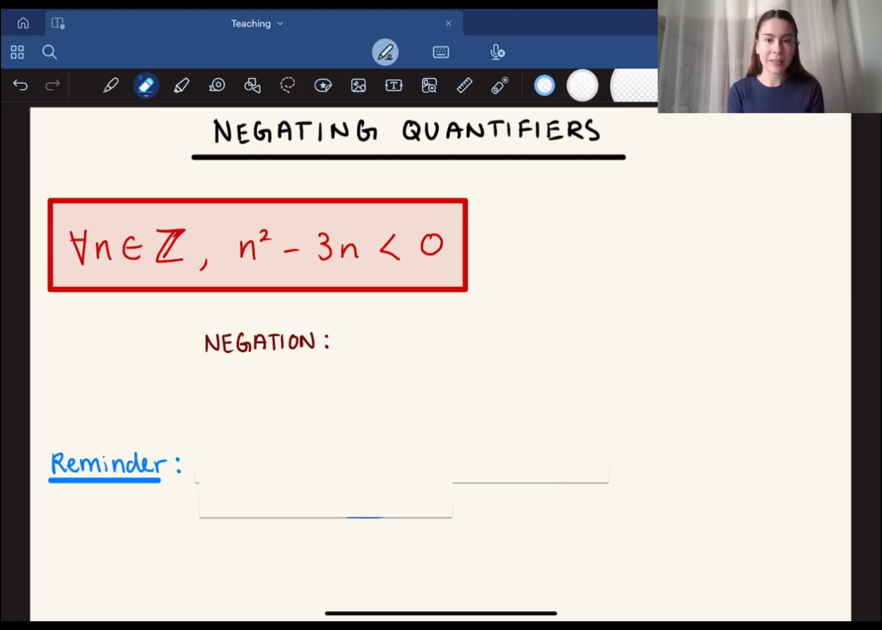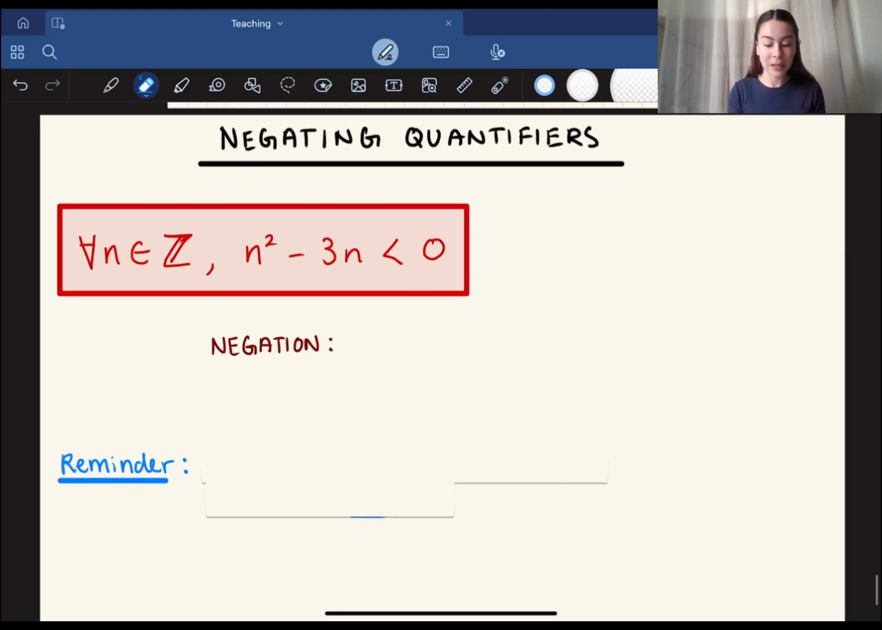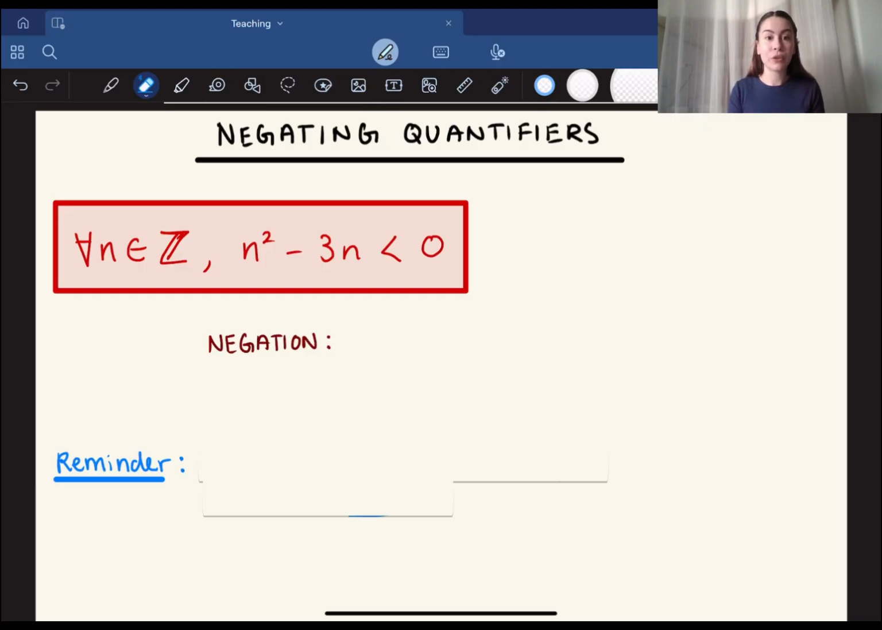of them. And when we're proving mathematical statements, a lot of the times it makes our lives easier if we can also negate those statements. So negating quantifiers is a concept which we will use throughout our entire time learning about mathematical proofs and even other parts of mathematics. So let's begin by looking at an example here, which includes a universal quantifier.